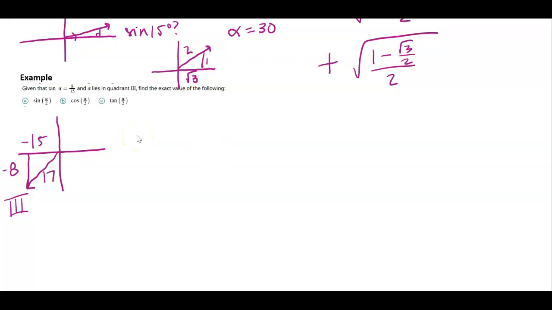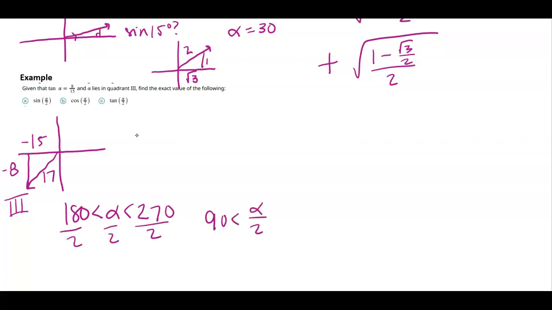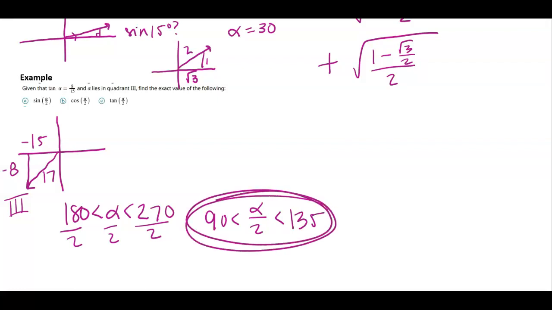Now something that I know is that 180 must be less than alpha, which must be less than 270 when I'm looking at degrees. So if I'm going to be looking at alpha over 2, then 90 must be less than or equal to alpha over 2, which must be less than or equal to 135, which means when I start finding these alpha over 2 pieces, I'm actually in quadrant 2. So the sine of whatever alpha over 2 is, is in quadrant 2.